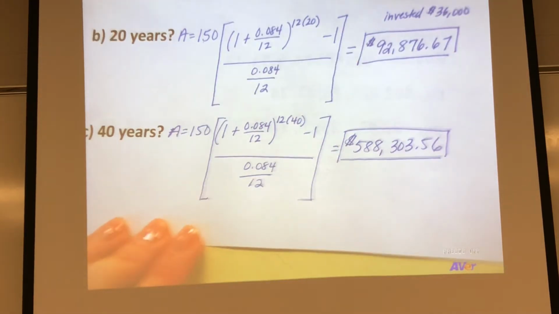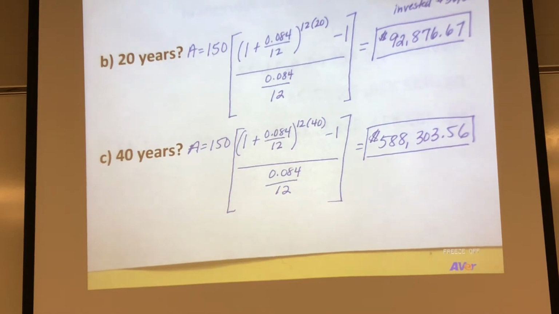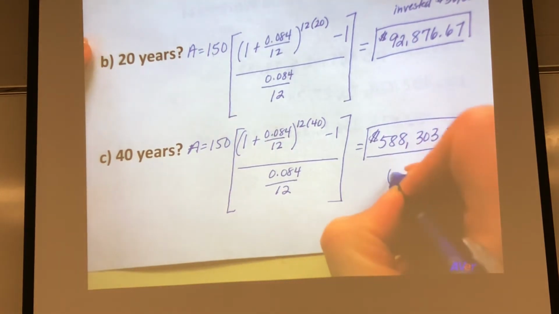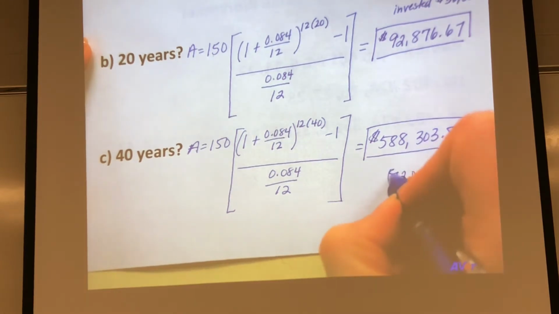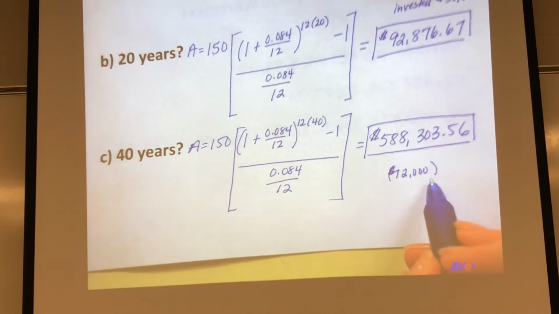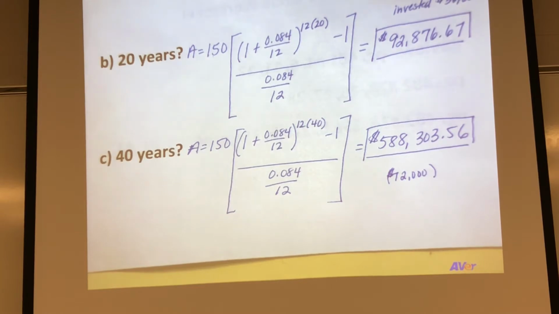You'll find out that you had over $500,000, $588,000, and all you invested was $72,000. You put $72,000 in of your own money, and it's now worth $588,000. Heck of a deal. I would recommend to all of you, as soon as you have a job, to start putting money away for retirement.